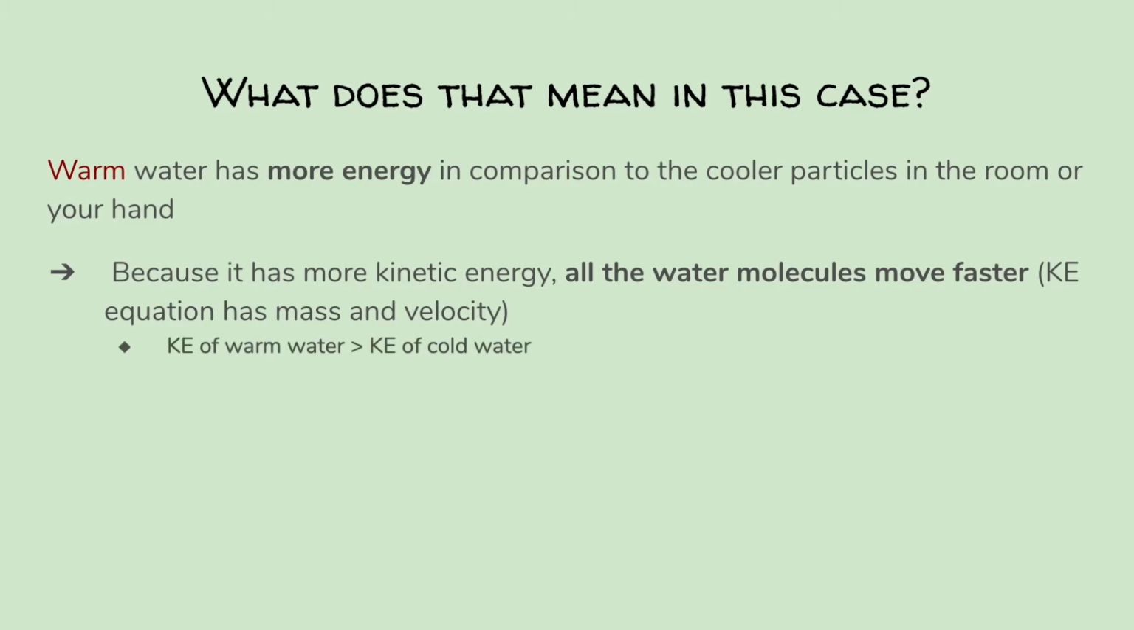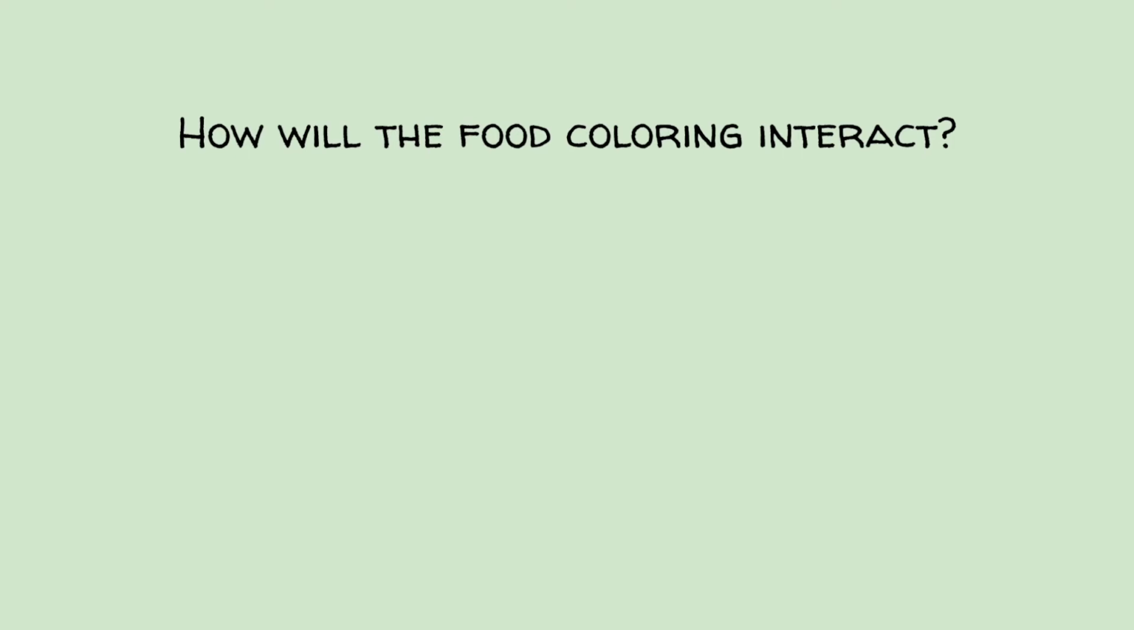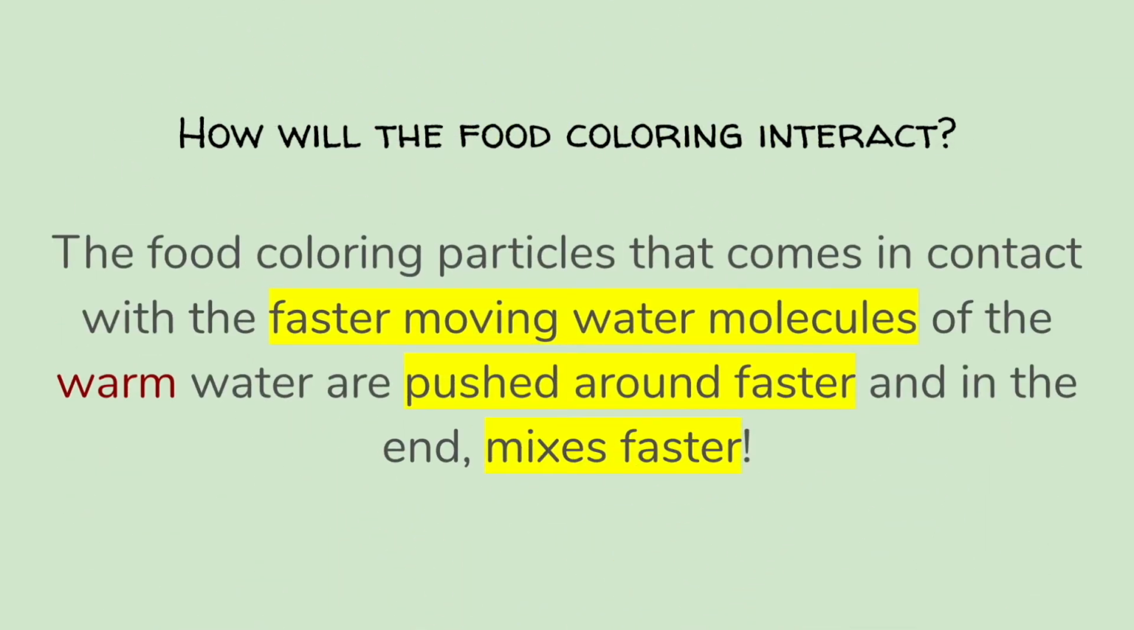That's explained by the kinetic energy of warm water being greater than the kinetic energy of cold water, and since we know the mass of the water molecules are all the same still, that means the velocity of the molecules in warm water have to be greater than the velocity of the molecules in cold water. So those are the key points that we have to remember. Warm water has more energy, and warm water has molecules of higher velocity. So then how will the food coloring interact? The food coloring particles that come into contact with the faster moving water molecules of the warm water are pushed around faster, and in the end it mixes faster.